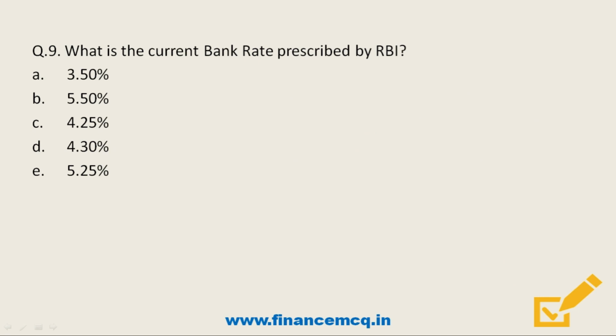So moving on. Friends, next question is what is the current bank rate prescribed by RBI? So friends, here the options are 3.5%, 5.5%, 4.25%, 4.30% and last option 5.25%. So remember that friends, the current bank rate is option C, 4.25. And what is bank rate? So friends, bank rate is the rate at which RBI lends money to the domestic banks, and basically this is done in the form of very short term loans.